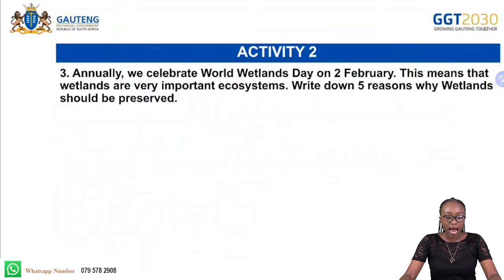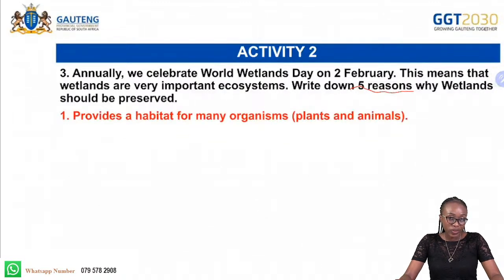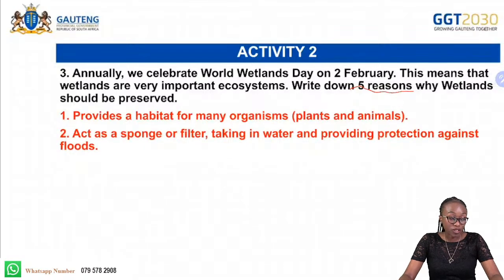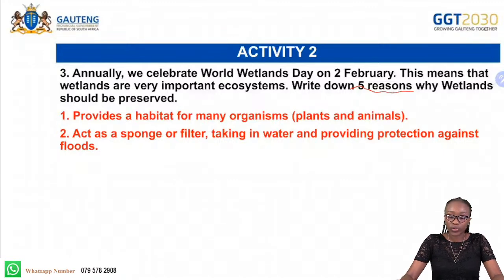All right. And annually we celebrate World Wetlands Day on 2 February. This means wetlands are very important ecosystems. Now, we needed to write 5 reasons why wetlands should be preserved. Reason 1, wetlands provide a habitat for many organisms. This includes plants and animals. They act as a sponge or filter, taking in water and providing protection against floods, especially in the summer months where the rains are very heavy and frequent.